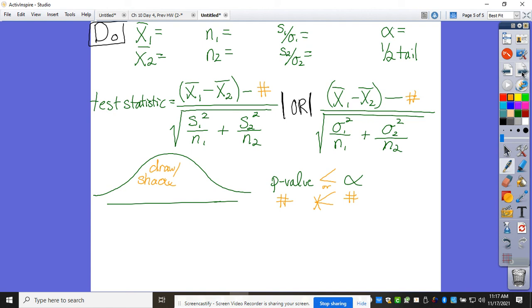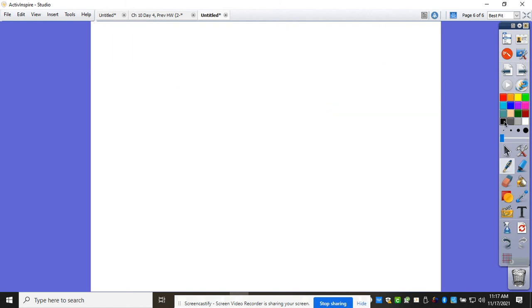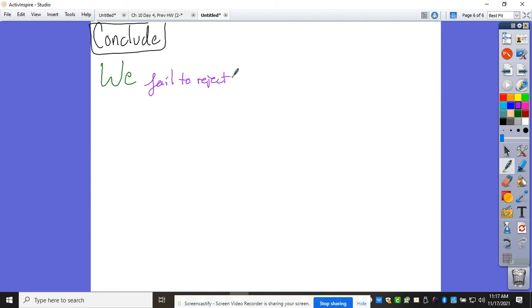So conclude. What are our two options? Fail to reject or reject. What is it that we reject or fail to reject? So we reject or fail to reject our null hypothesis.